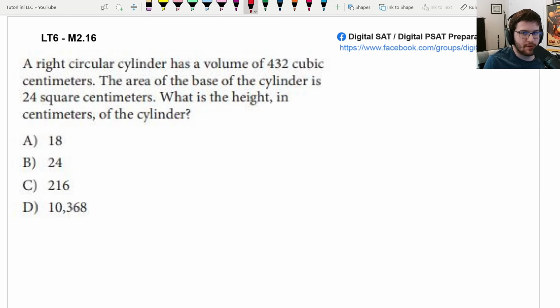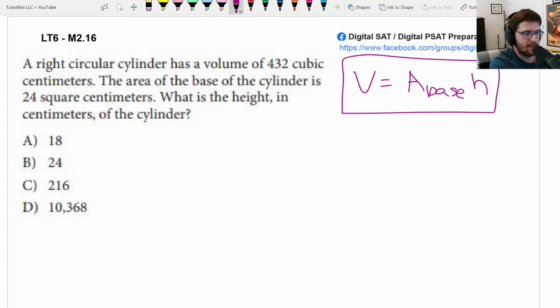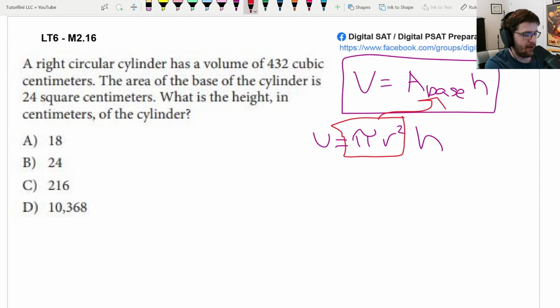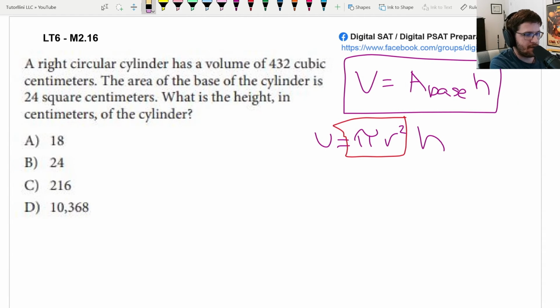Okay, this is module 2, question number 16. So the thing they expect you to know about cylinders and prisms is that the volume is equal to the area of the base times the height. That is really important. You see, if you look on the reference sheet and look at the formula for a cylinder, pi r squared height, you'll see that, oh, pi r squared is the area of the circle. So it is just another way of writing this. Anyway, so I'm going to swap that out with area of the base. You see it's the same thing.